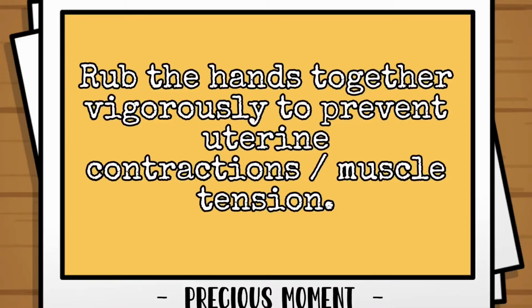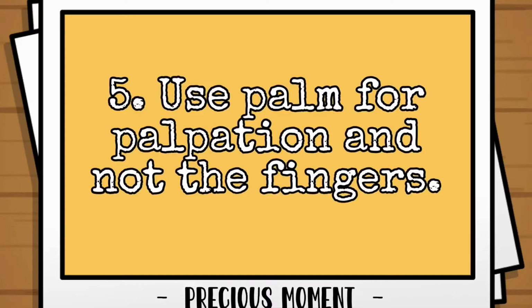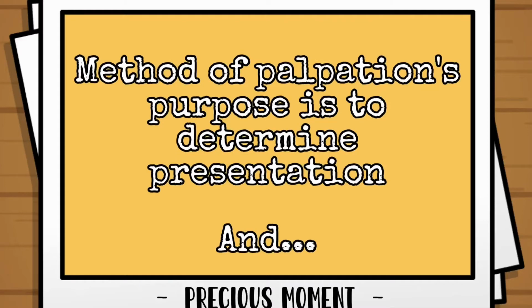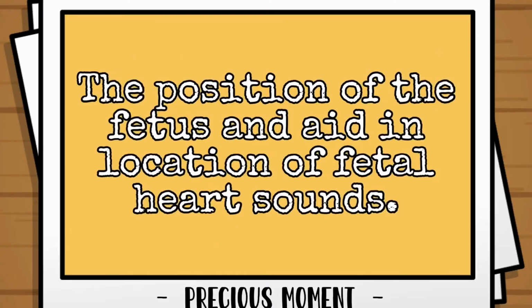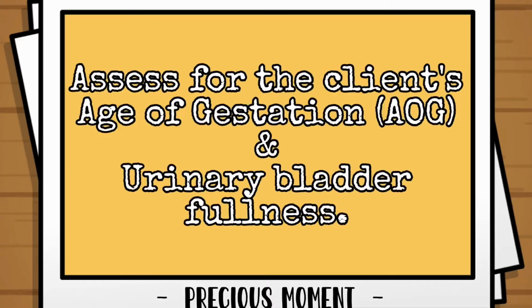Rub the hands together vigorously to prevent uterine contractions or abdominal muscle tensing. Use the palm for palpation and not the fingers. The purpose of this method of palpation is to determine presentation and the position of the fetus and aid in location of fetal heart sounds. Assess for the client's age of gestation and urinary bladder fullness.